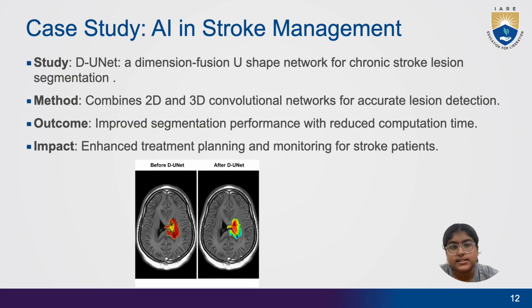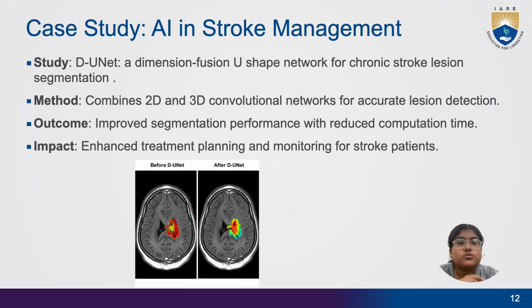Here's a real-world case study. A model called the DUNet was developed for stroke lesion segmentation. Stroke lesions in the brain are often hard to detect accurately. However, the DUNet combines 2D and 3D convolution networks to identify lesions more precisely. The result was faster and more accurate segmentation compared to older methods. This directly helps doctors in treatment planning, as accurate imaging is crucial for stroke discovery.